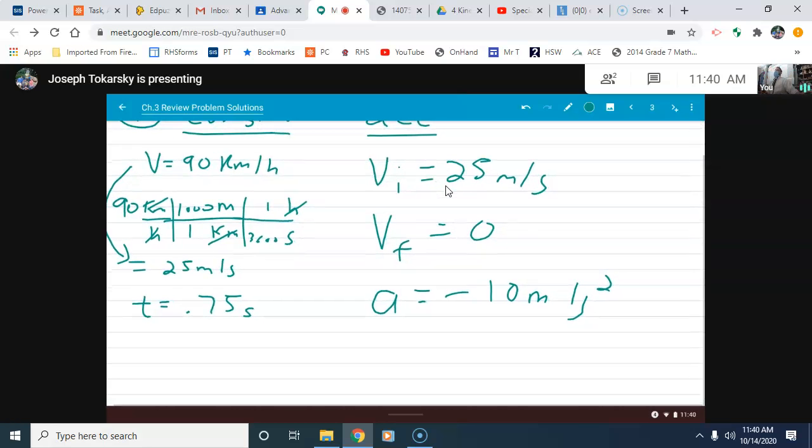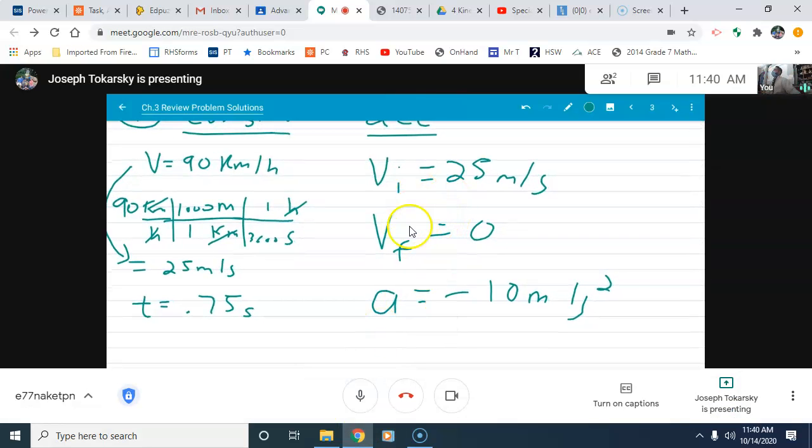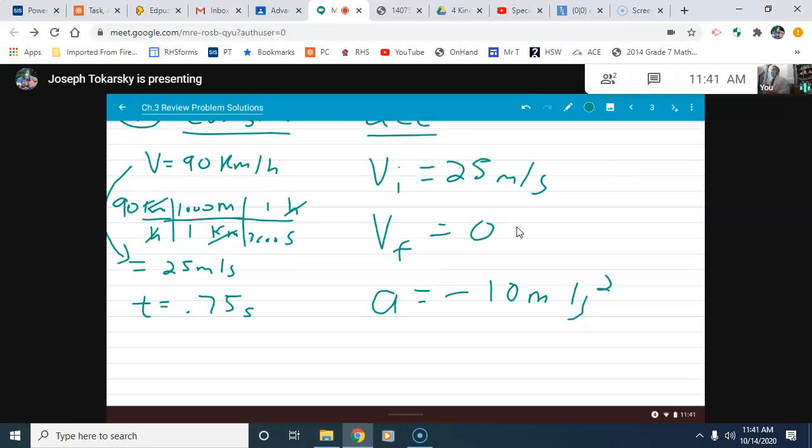Just, again, remember, did I use the same T over here? No, absolutely not. That is not a stopping time. That's a reaction time. That's once I do react, that T's irrelevant once I start to stop, right? Realize that. Understand it. Don't just throw things around because they're there, okay?